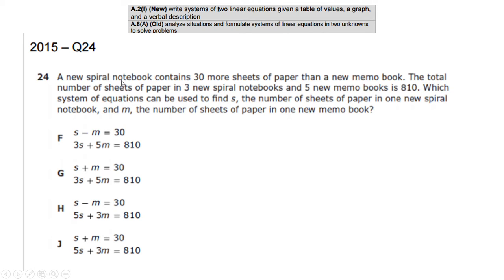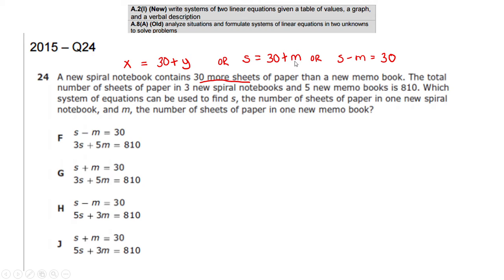They're talking about a spiral notebook, which they are going to say is S, but I like to say it as X to begin with, has 30 more sheets of paper. So to write this as an equation, this can be tricky. You could write it as X is 30 more than Y, or sorry, that would be S. S equals 30 more than M. Or S is 30 plus M if you were to change the variables.